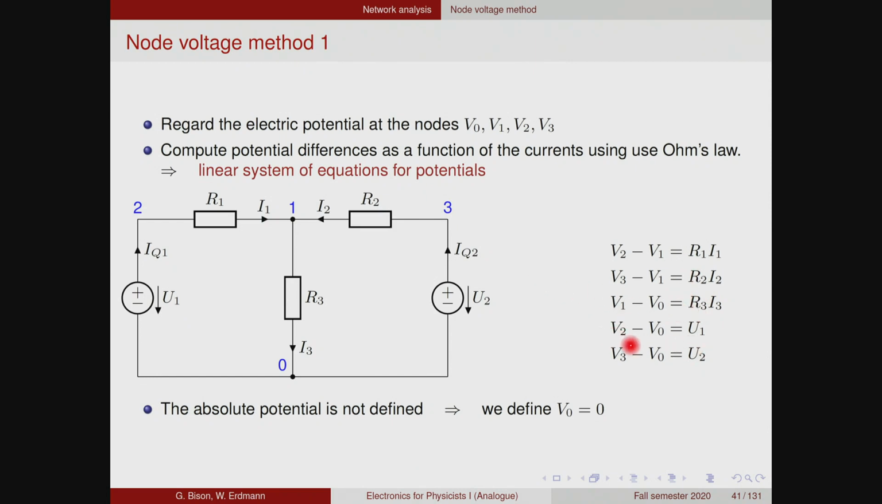For a voltage source, of course, the difference in potential between the two nodes across the voltage source is simply the voltage that this source produces. Now, in order to solve the whole system, we have to define where zero is, because otherwise we just have relative voltage differences. And in this case, we define node zero to be at zero potential. And then all the others are well defined.